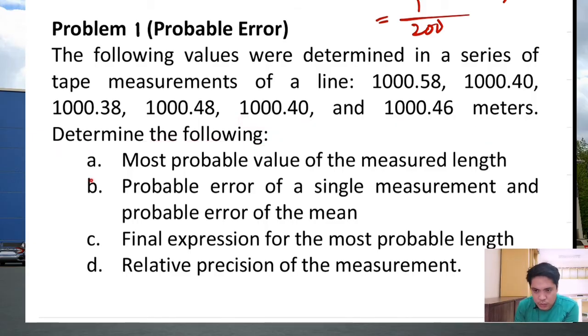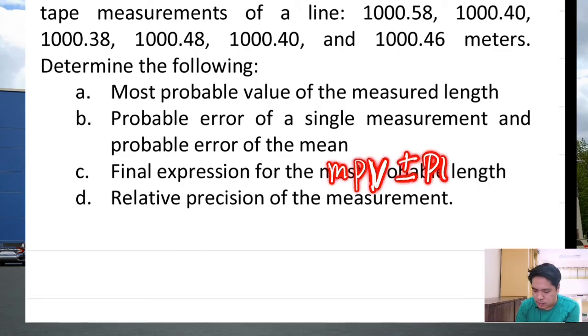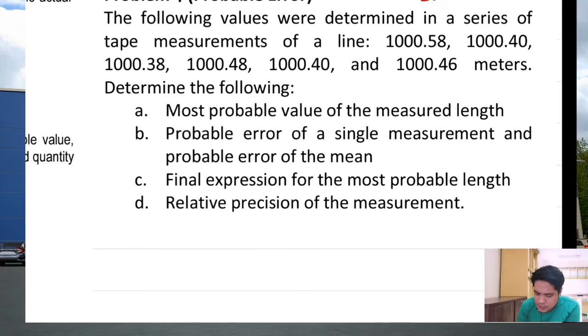So we need to determine the following. Letter A, the most probable value, so this is the MPV of the measured length. So we need just to get the MPV. For letter B, probable error of a single measurement, so that means PE sub S, and the probable error of the mean, the PE sub M. Then letter C, final expression for the most probable length, so that is just the MPV plus the probable error of the mean, and also for individual measurements. And letter D, the relative precision of the measurement. So this is a relatively easy problem.